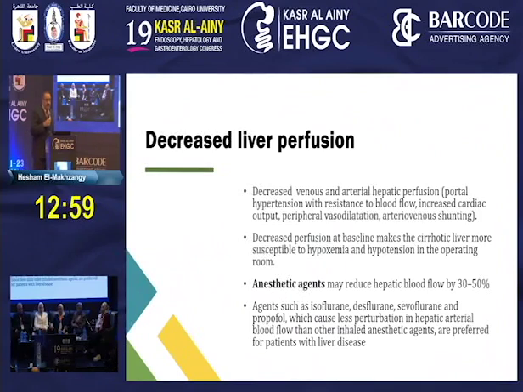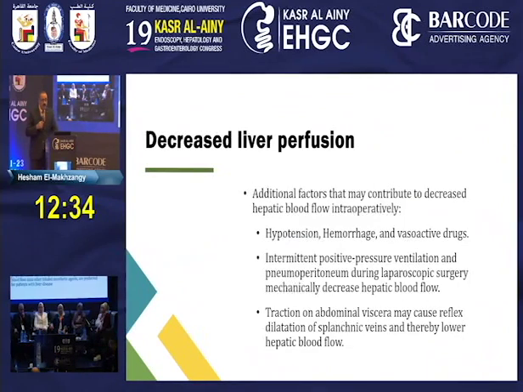The anesthetic agents, for example, reduce the hepatic blood flow by 30 to 50%. That's why we ask our anesthesiologist to use specific anesthetic agents like isoflurane and sevoflurane, for example, because they are less harmful to arterial blood flow and they are the preferred agents for anesthesia in cirrhotic patients.